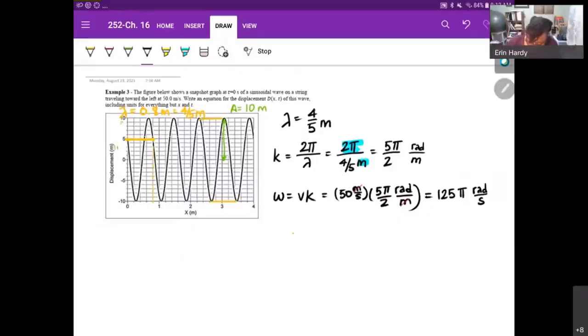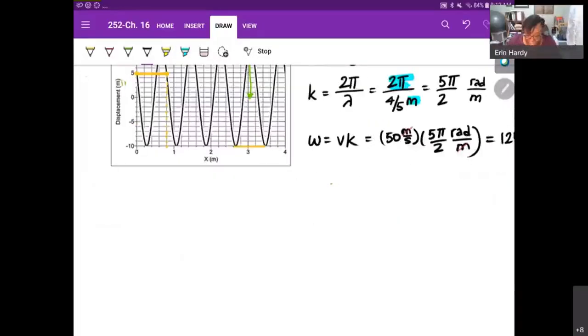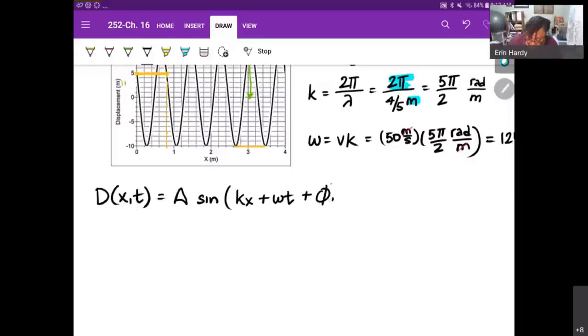Probably what I should have done to start with is just written out this displacement function. So let me do that down here. D is going to be a function of both x and t. It is the amplitude times the sine of kx plus omega t plus our phase constant phi naught, where this plus sign comes from the fact that the wave is propagating toward the left.